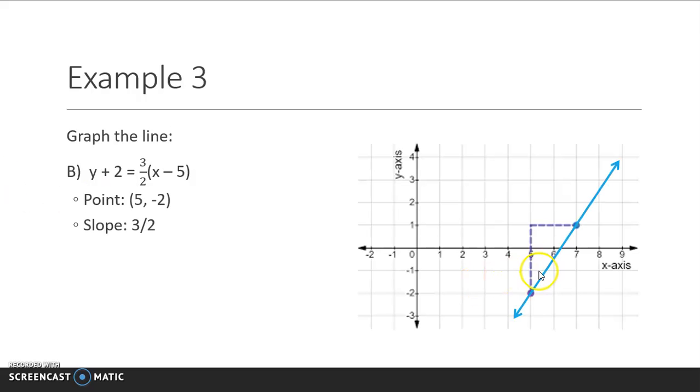So I start by graphing the point (5, -2), and I put a dot here. And then I use my slope to find another point. So rise 3 and run 2. And like I said earlier, I always recommend getting at least 3 points on this line, so when you connect it with a ruler, you can tell if you counted wrong. But this is the final answer for the question.